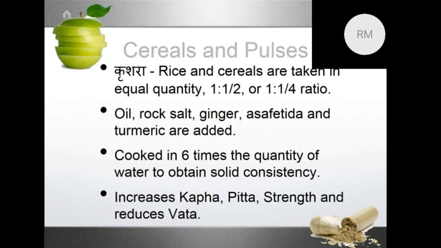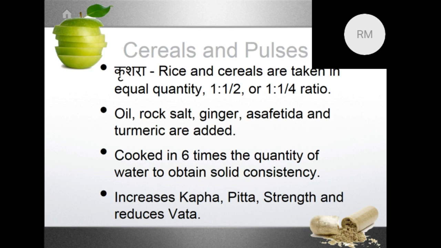Now it's very important in Ayurveda, to balance diet, that Ayurveda always recommends a combination of cereals and pulses. So there are specific types of foods which are prepared by combining rices and cereals in specific ratios. So it is either 1:1/2 or 1:1/4 ratio. So when we combine rice and cereals, rice is taken more. So for one part of rice, half or 1/4 part of cereals are taken.